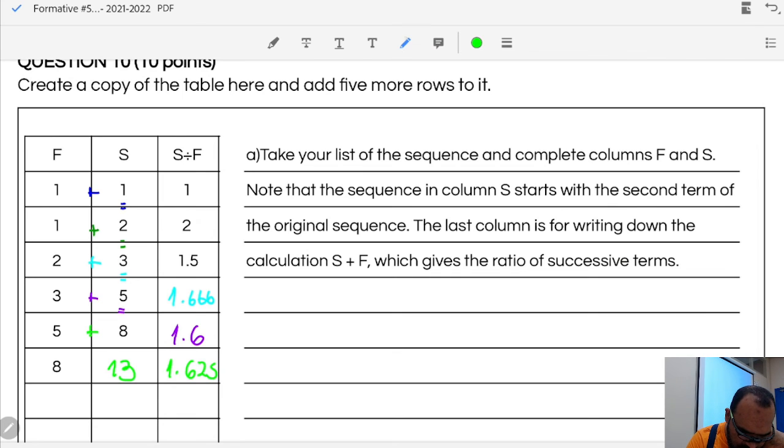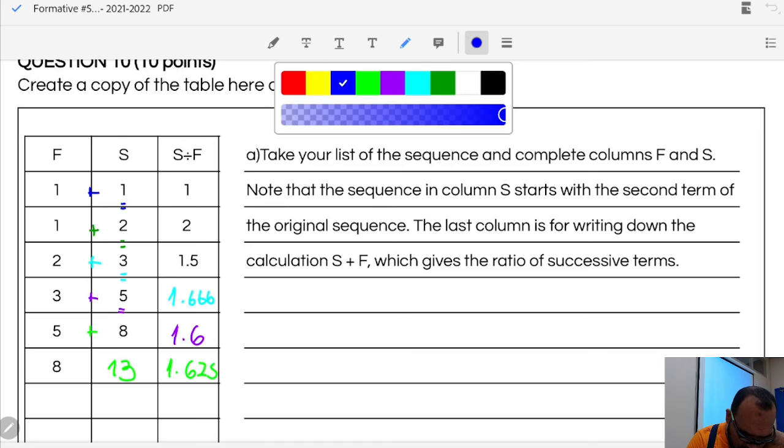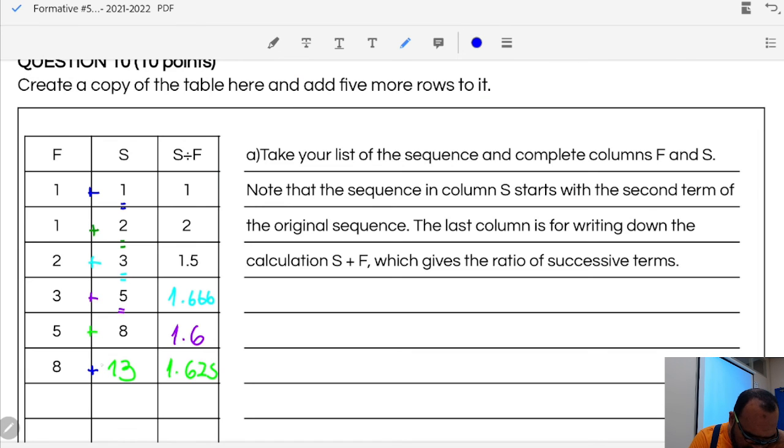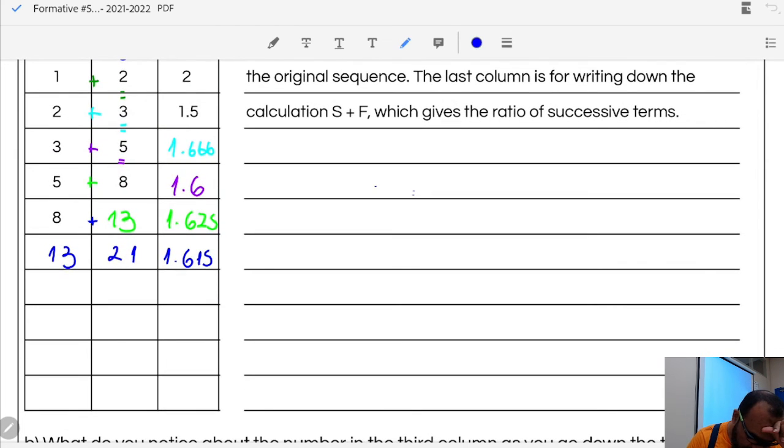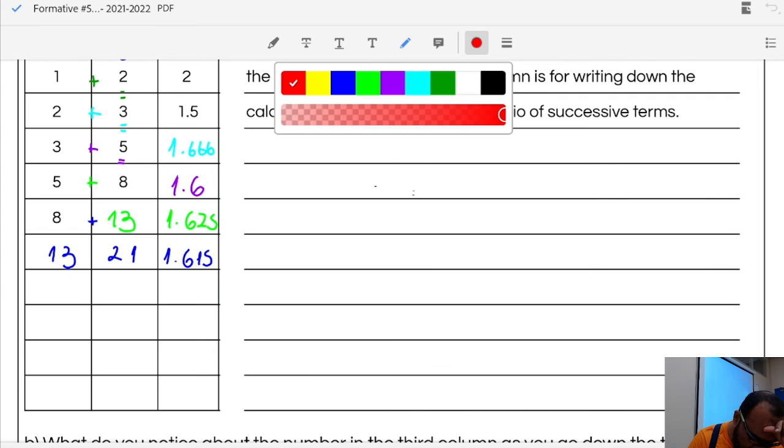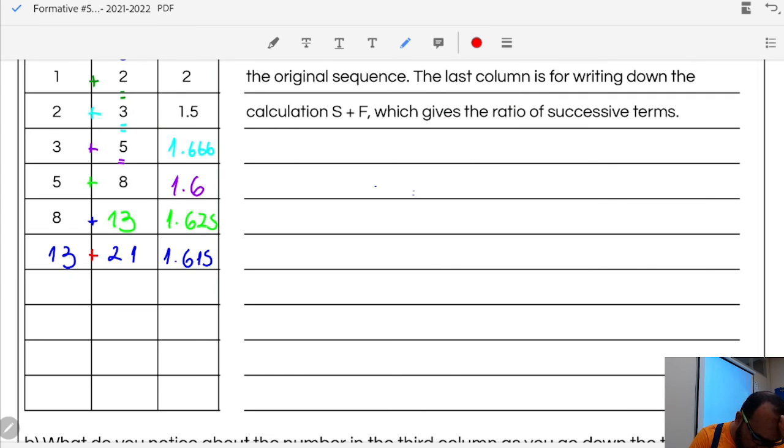Let's go ahead. Next one: 8 plus 13 is 21, and then move 13 here. 21 divided by 13. Three significant figures, I told you, three significant figures. Great, let's go ahead. Next one: 13 plus 21 is 34, and 21 here. Let's divide 34 by 21.